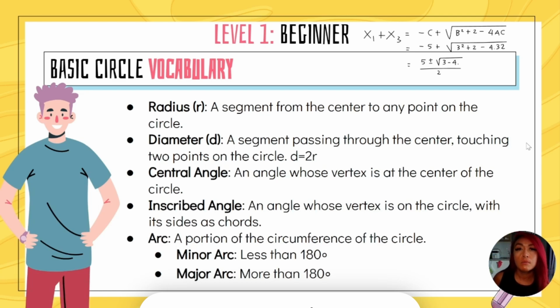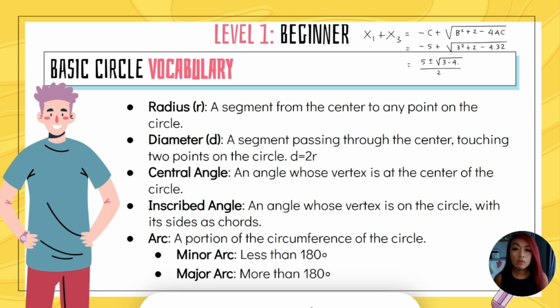So here's some basic circle vocabulary that you'll need during this lesson. The radius of a circle is the segment from the center to any point on the circle. The diameter is a segment passing through the center, touching 2 points on the circle. And the formula for the diameter is 2 times r.